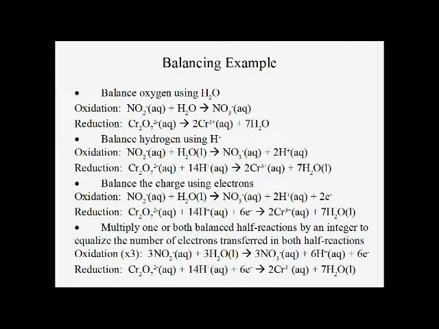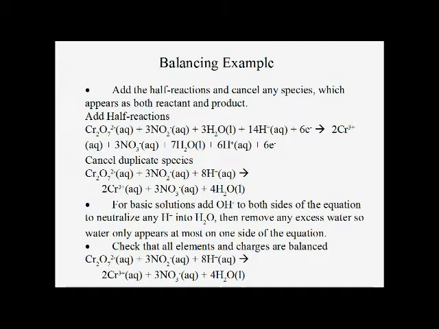We check the number of electrons. We see that we have 6 for the reduction reaction, 2 for the oxidation reaction. We can use a common factor of 6 by just multiplying the oxidation reaction by 3. So we multiply the whole oxidation reaction, every component, by 3. After we do that, we'll have 6 electrons for the oxidation, 6 for the reduction. Now we're ready to add the 2 reactions together.